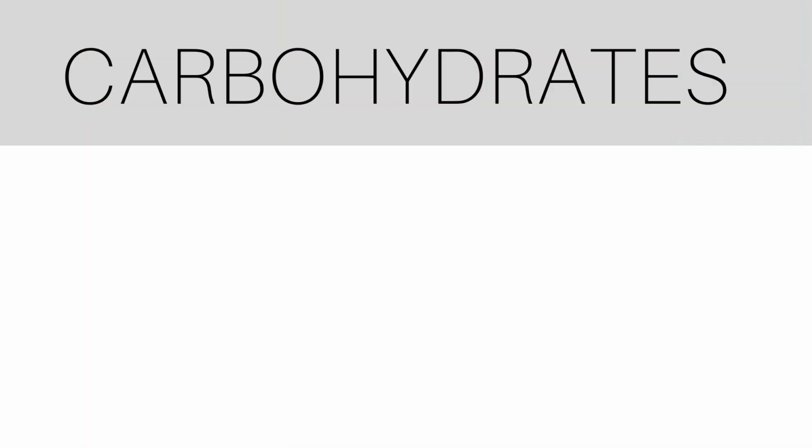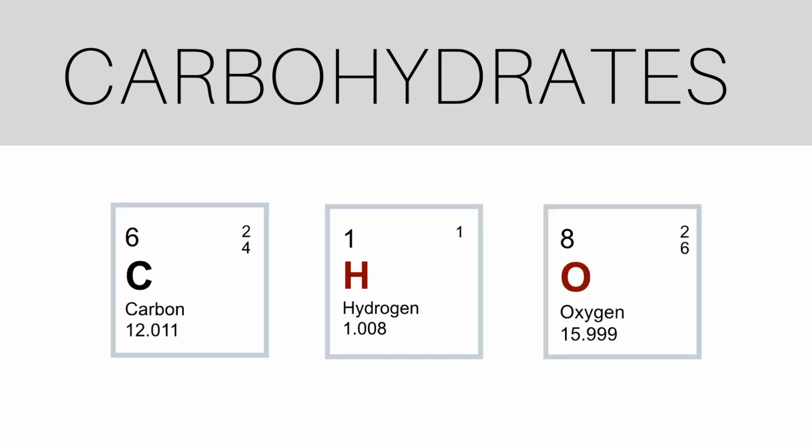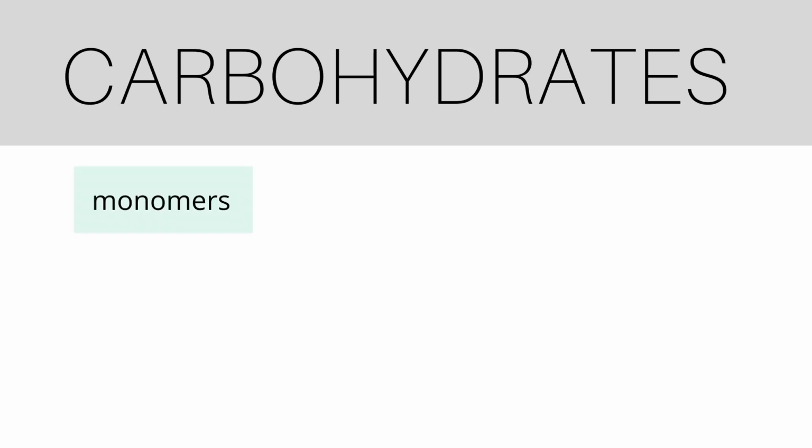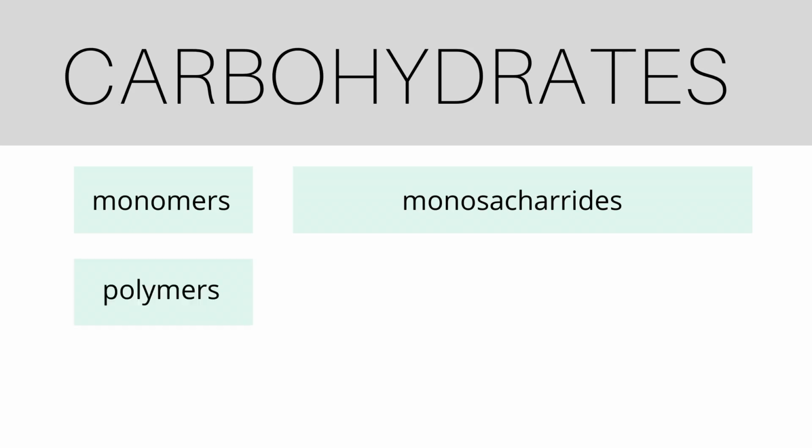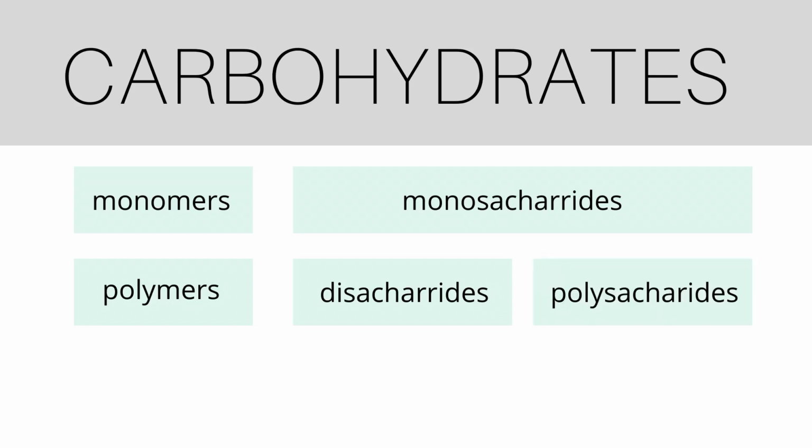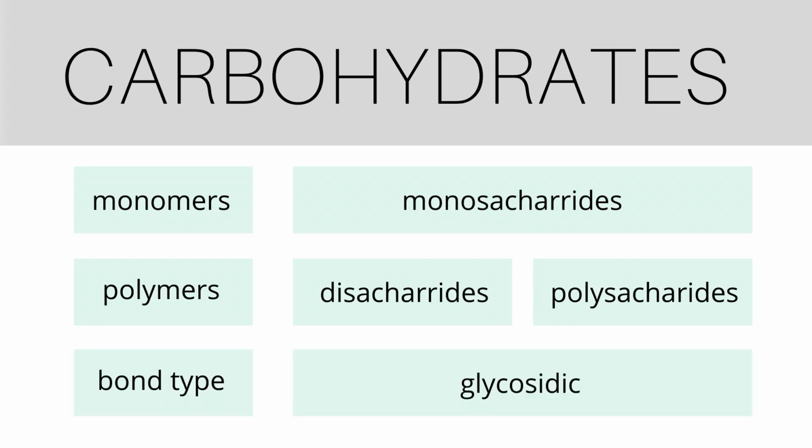Now let's look at the four main macromolecules of life. Let's start with carbohydrates. Carbohydrates are made from the elements carbon, hydrogen, and oxygen, or CHO. Carbohydrate monomers are called monosaccharides, mono meaning single and saccharide meaning sugar, so a monosaccharide means single sugar. Polymers formed from these monosaccharides are called disaccharides if they are made up of two monosaccharides, like maltose. If there are more than two monomers involved, then it's called a polysaccharide, meaning many sugars. Bonds between carbohydrate monomers are called glycosidic bonds.